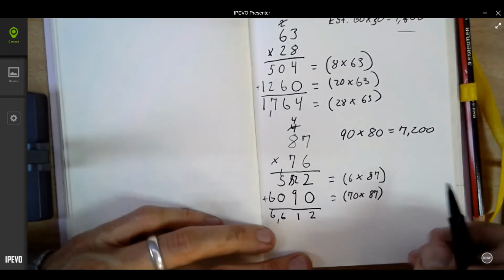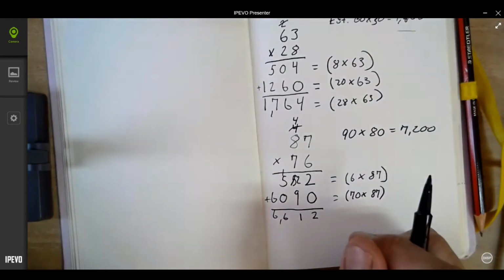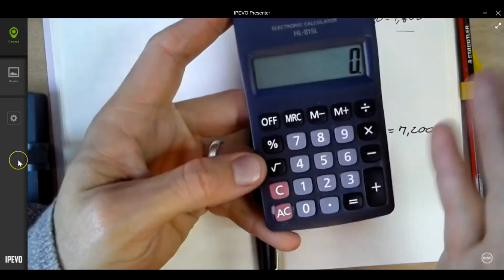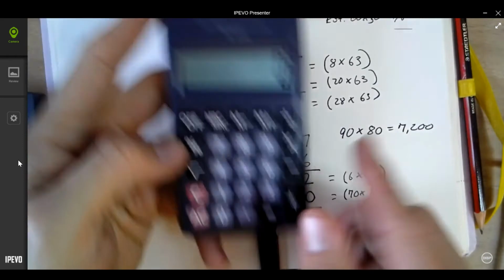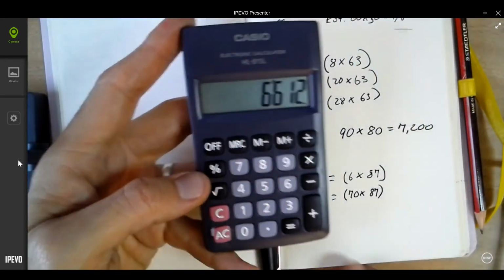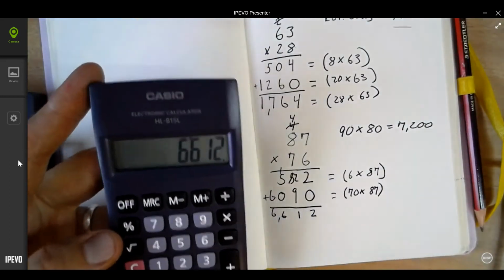I might have. And I could check with a calculator, and I'm not going to. But here, let me pause it. I'm going to go grab it. So what was it? 87 times 76? 87 times 76 equals 6,612. Hey, I got that right.